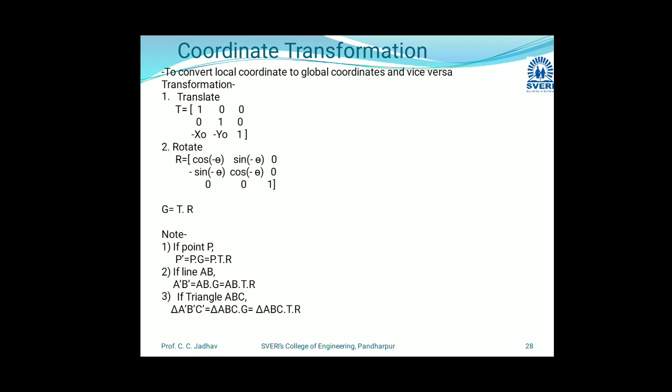Okay, so we will take translate first. In coordinate transformation, the formula for translate, capital T, is equal to 1 0 0, 0 1 0, minus x0 minus y0 1. This is the translation matrix for the coordinate transformation. Next rotate: R is equal to cos minus theta, sin minus theta, 0; minus sin minus theta, cos minus theta, 0; 0 0 1. This is the rotation matrix for the coordinate transformation.